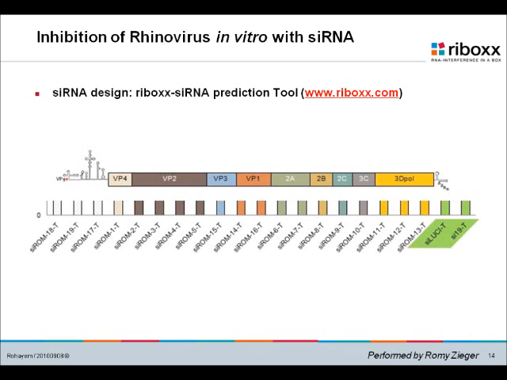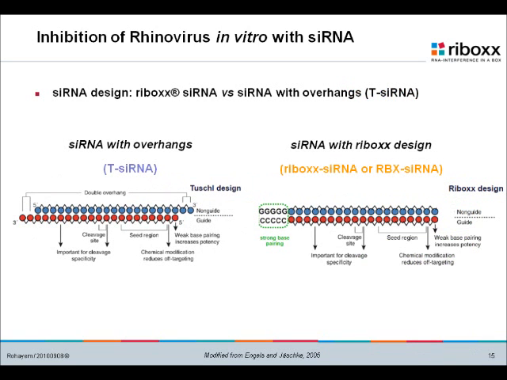Now, this is the viral genome here depicted, and we have designed about 19 siRNAs that were distributed on different parts of the genome and looked at their effect. And at Riboxx, we developed an additional innovation, and it relates to the design of the siRNA by itself.